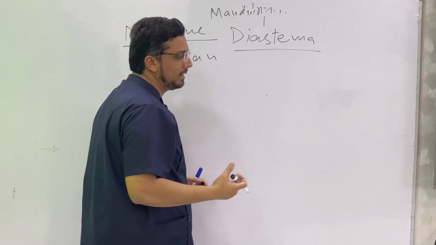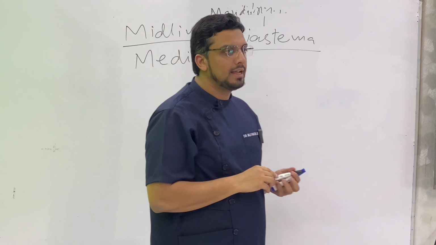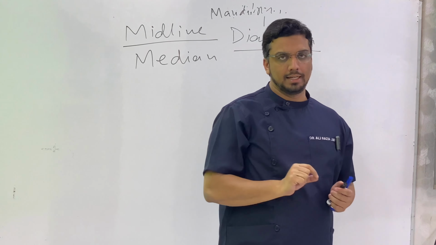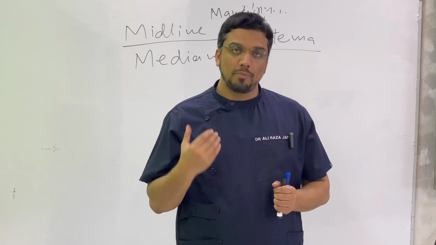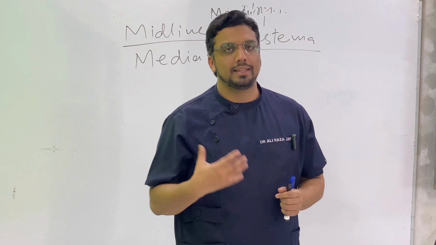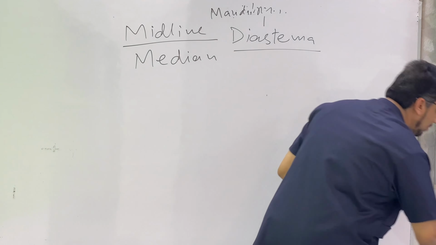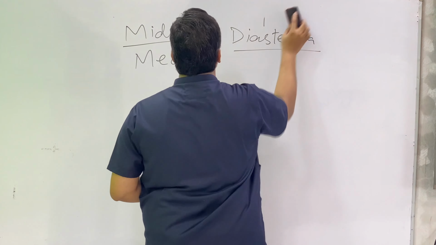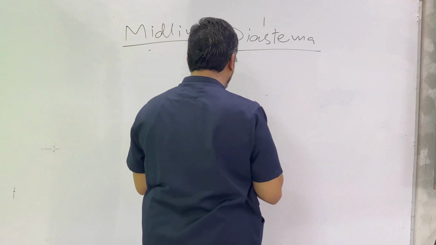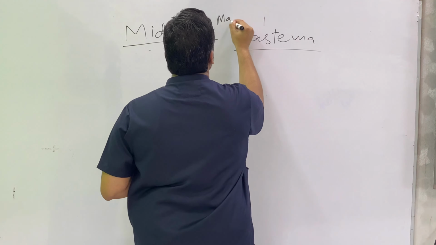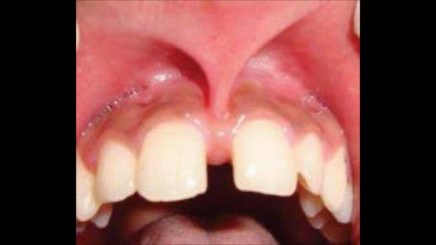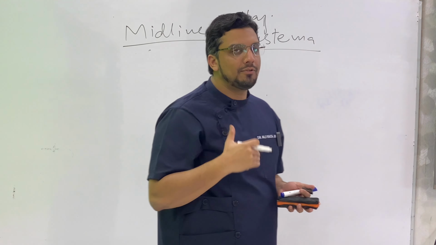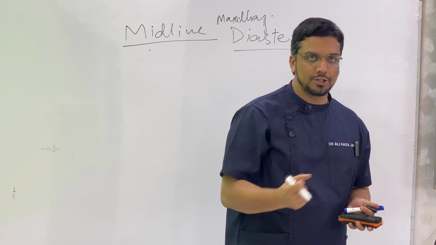So let's discuss this case in detail. For the proper diagnosis and treatment plan, we need to have the full proper history of any case, proper clinical examination, radiological examination, then we land on the proper diagnosis. Talking about this case, this will be called a median or midline maxillary diastema. So the point is how exactly we'll be approaching this condition.